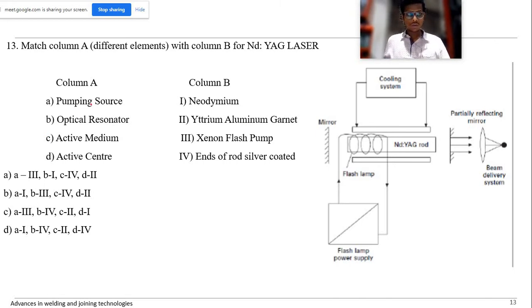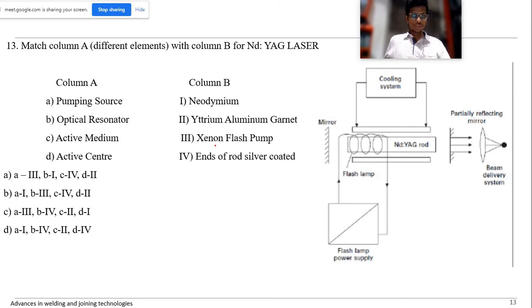This is also straightforward because of the pumping source. Here the pumping source is a xenon flash pump, right? Because of this, it will excite the neodymium, the lasing material, and once it goes to a higher energy level, when it comes back, photons are released. These are reflected in the reflector, the partially reflecting mirror and the mirror. Once the wavelength is highly directional, it comes out and we focus it with the beam delivery system, and we get the laser.